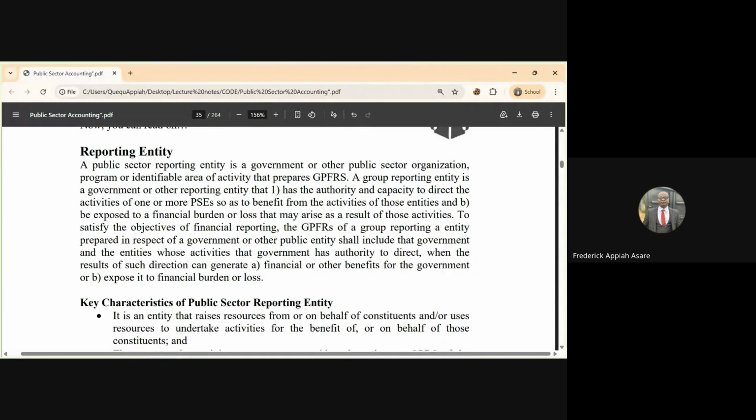So the reporting entity is the institution that is preparing the annual statement. In this case, since it's a public sector institution, a public sector accounting that we are doing, the reporting entity is usually the government or other public sector organization, program, or identifiable area of activity that prepares the general purpose financial reporting standards.